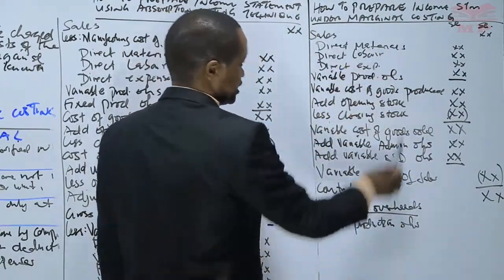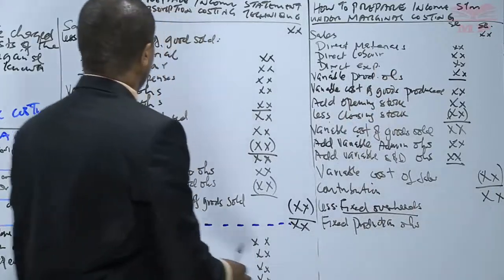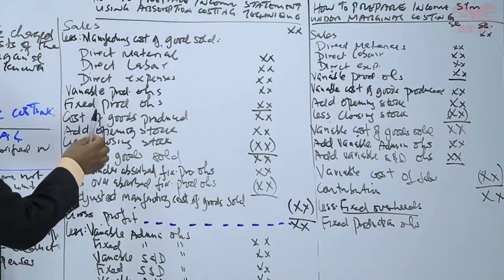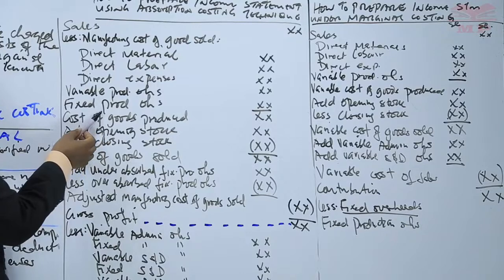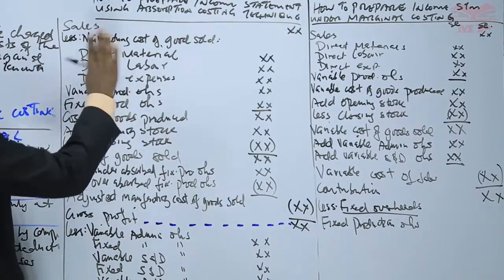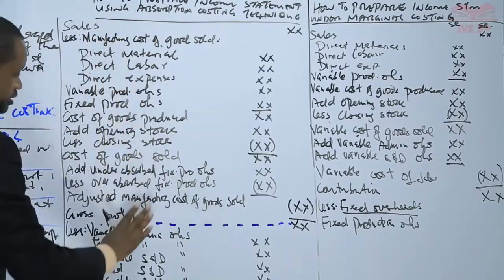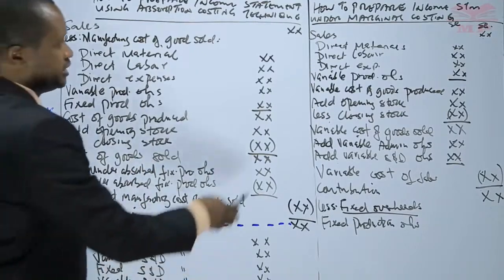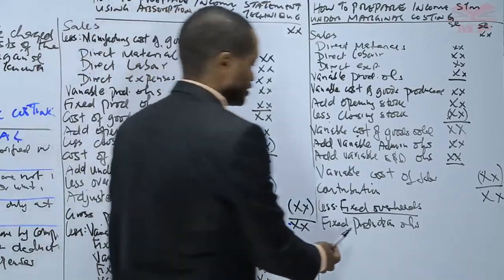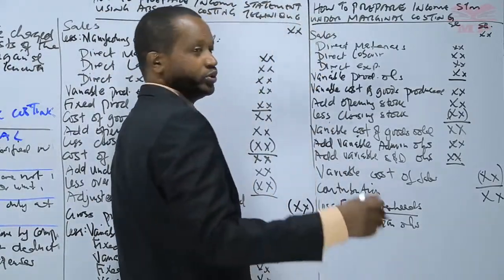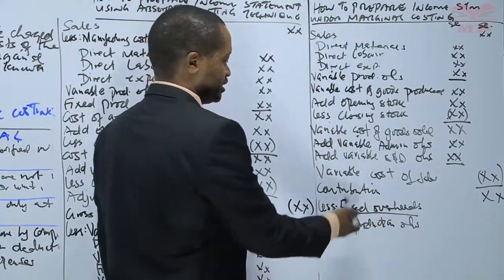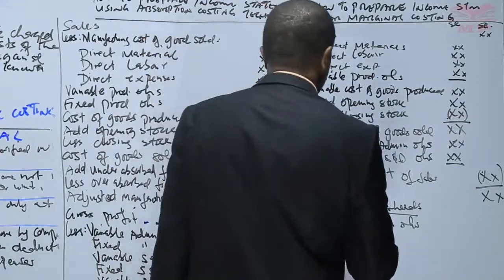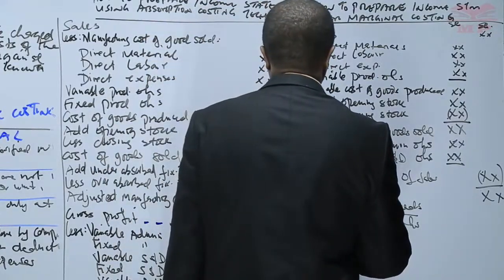Remember, under absorption costing we did not deduct them here, because we are not segregating. We are accumulating the costs as they are incurred. But under marginal costing, the fixed overheads will be deducted way after we have determined the contribution. So that is the fixed production overheads.